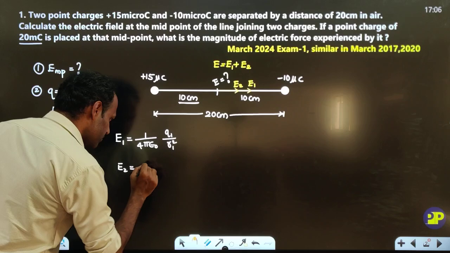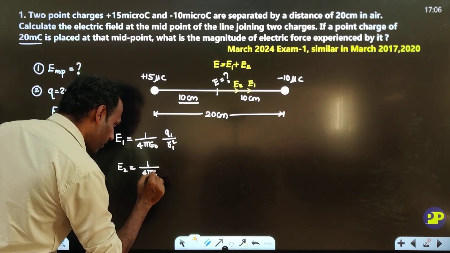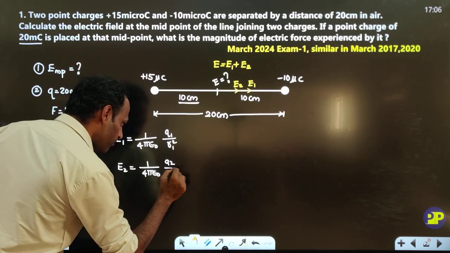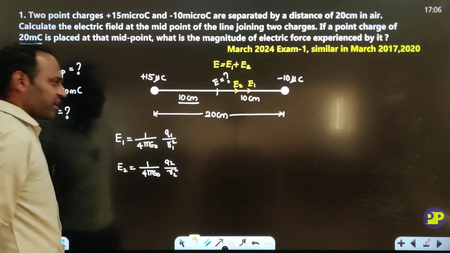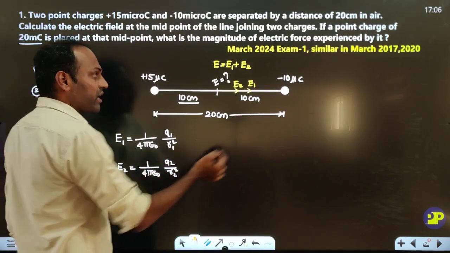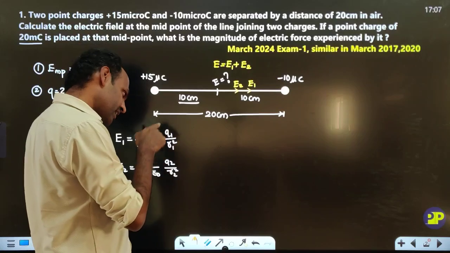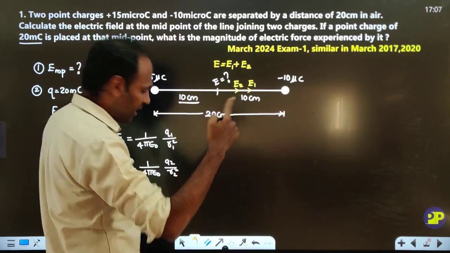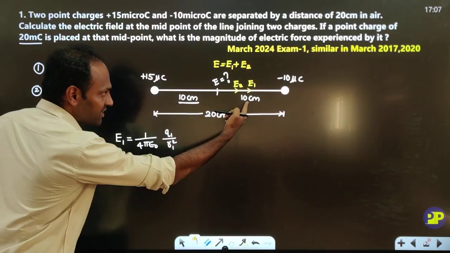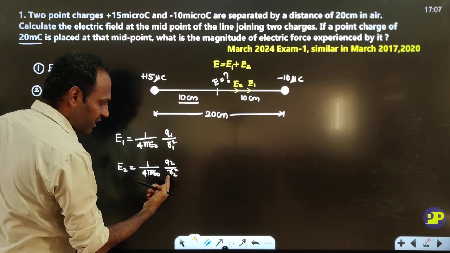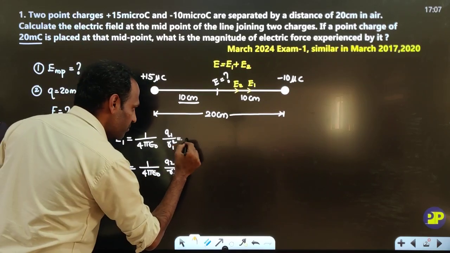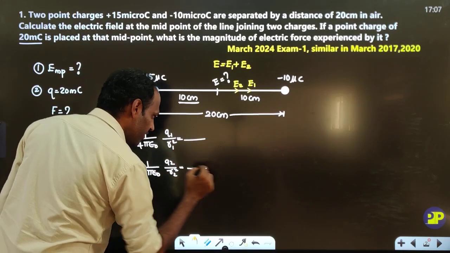E2 means again you have to use the same formula, that is 1 by 4 pi epsilon naught Q2 divided by R2 square. Q2 means you have to take 10 microcoulomb. Don't take it as minus here. Take it 10 microcoulomb, 10 into 10 to the power -6, divided by R2, which is again 10 centimeter. 10 centimeter you take it as 10 into 10 to the power -2 whole square. So you will simplify. You will get E2.